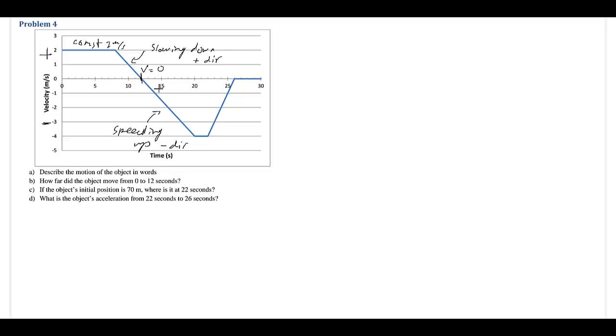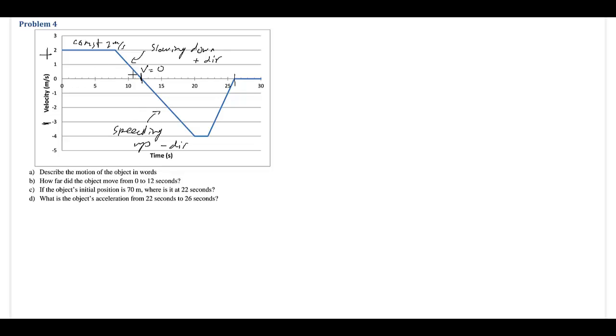So at about 20 seconds, it looks like, the object stops speeding up and maintains a velocity of negative 4 meters per second for roughly 2 seconds, it seems. At which point, the object starts slowing down again, now again going from negative 4 back towards 0. So it's starting to slow down. And then at 26 seconds, the object reaches 0 and stays there, so it comes to a stop at 26 seconds.